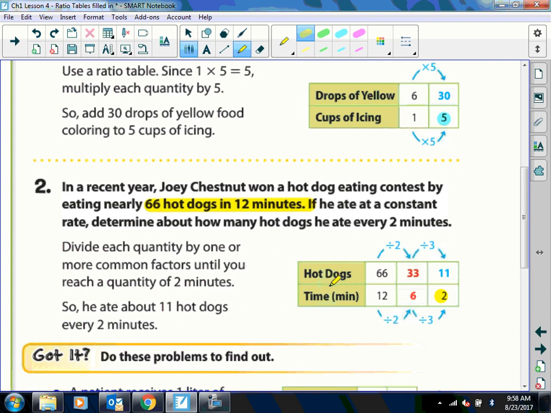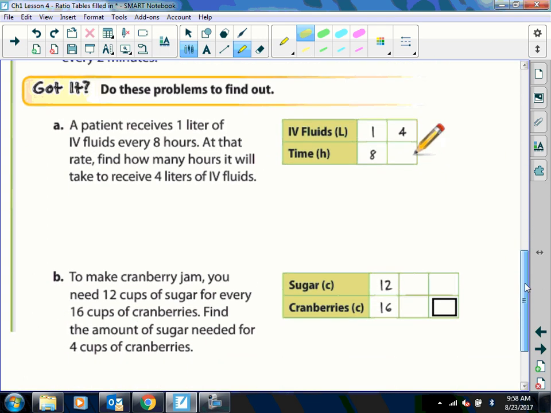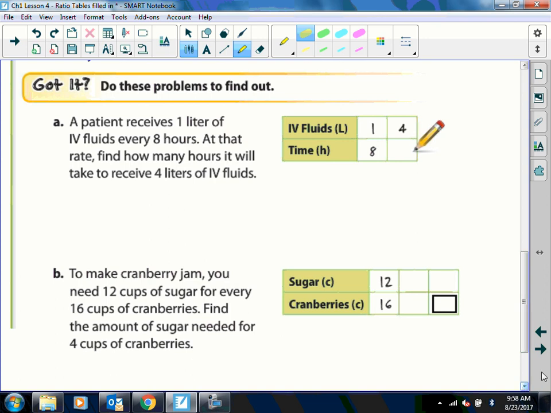Is everybody clear? So if you don't remember that you can divide by 6, you can say, oh, they're both even, we can divide by 2. But then you'll have to notice that you can divide again. Is everybody clear? All right, very good. All right, let's do these got it problems together.